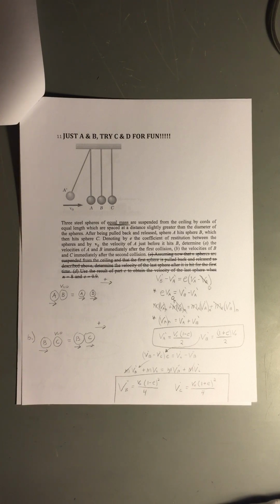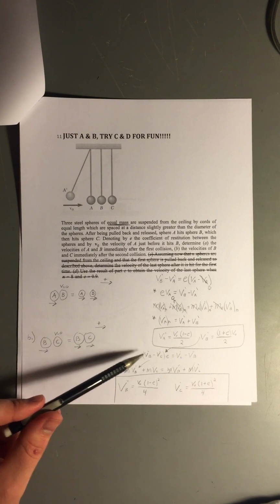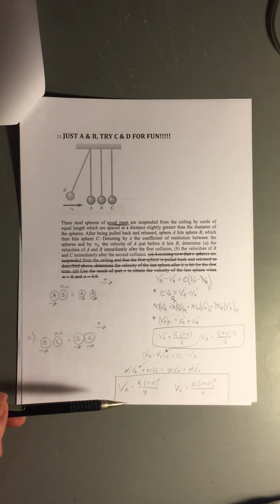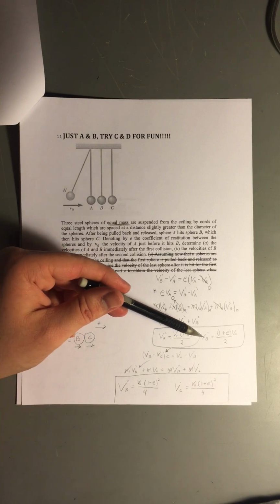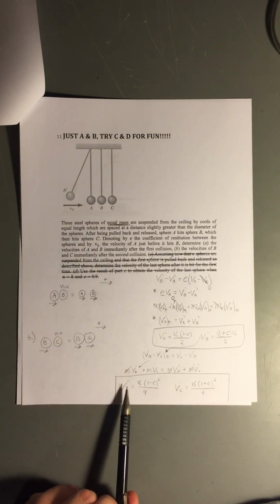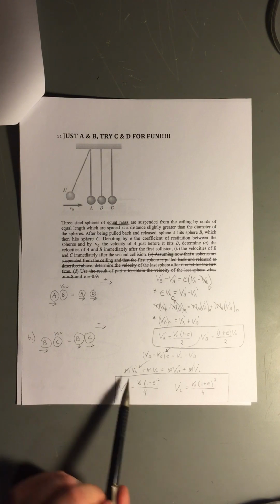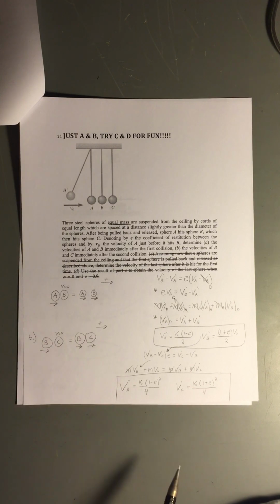And then part B was very similar here. We used the same two equations and similar things cancel out. However, the difference in part B is that VB prime here becomes VB down here. And that's why I put the double prime here, because there's this first collision between A and B, and then the second collision between B and C, that would be V double prime.